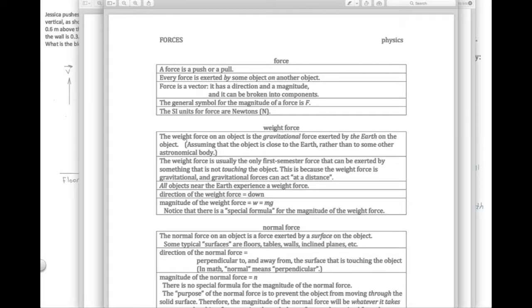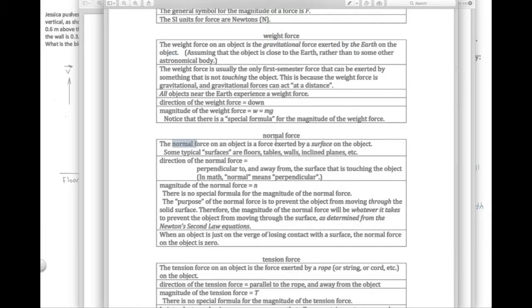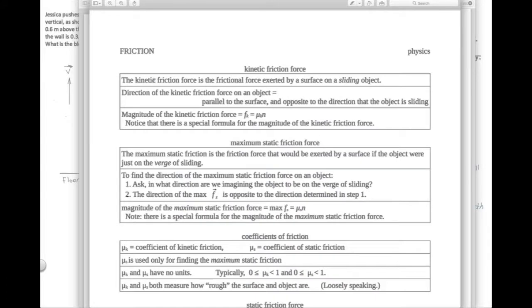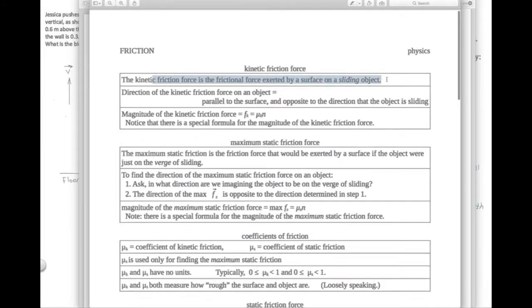So we reviewed here that the weight force is the gravitational force exerted by the Earth on an object. An object's weight is the gravitational force exerted by the Earth on that object. The normal force is one of the forces exerted by a surface on an object. And a friction force is another force, a second force that's exerted by a surface on an object.